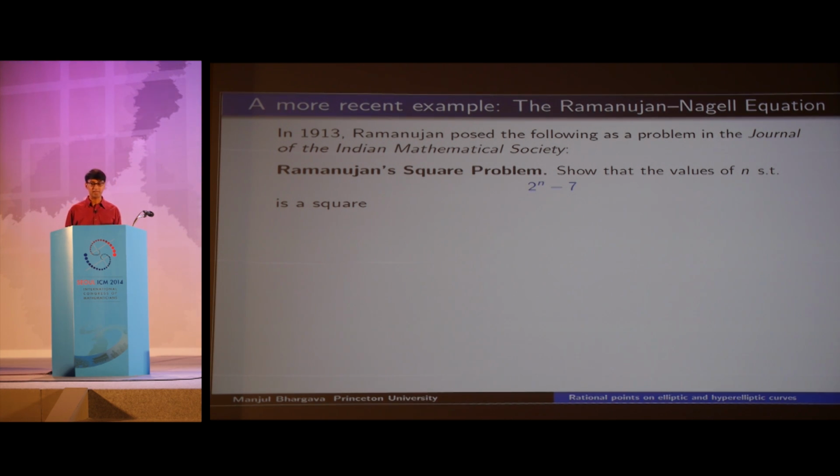And the problem was to show that the only values of n for which this integer is a square are n equals 3, 4, 5, 7, and 15. So you can check that these values of n do in fact give squares. Right? 2 cubed minus 7 is 1 squared, 2 to the 4 minus 7 is 3 squared, 2 to the 5 minus 7 is 5 squared, and 2 to the 7 minus 7 is 11 squared, and 2 to the 15 minus 7, well, it's 32,761, which is of course 181 squared.